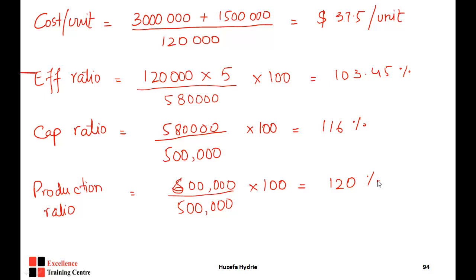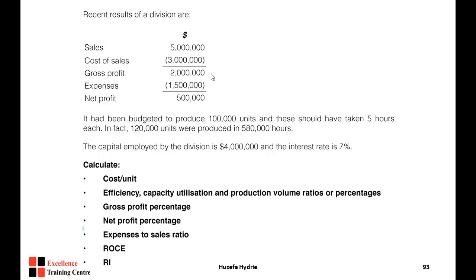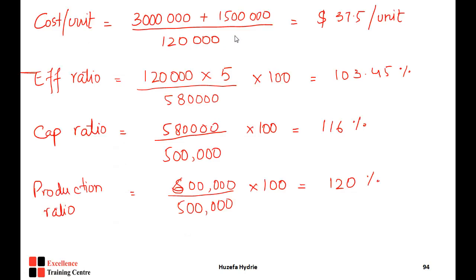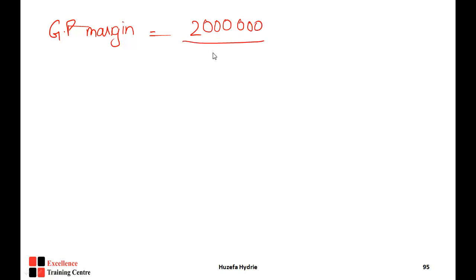Great. Now the next thing that we need to calculate is gross profit percentage. What is the gross profit we are having in the question? 2 million and the sale is 5 million. So it's easy for us to calculate the gross profit percentage. Gross profit margin is equal to 2 million divided by 5 million multiplied by 100. That will be 40%. It means out of your total sales, gross profit represents 40%.